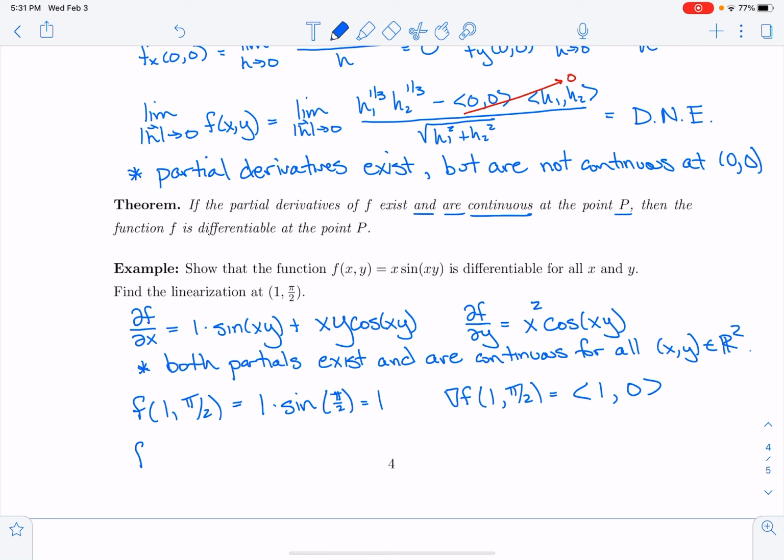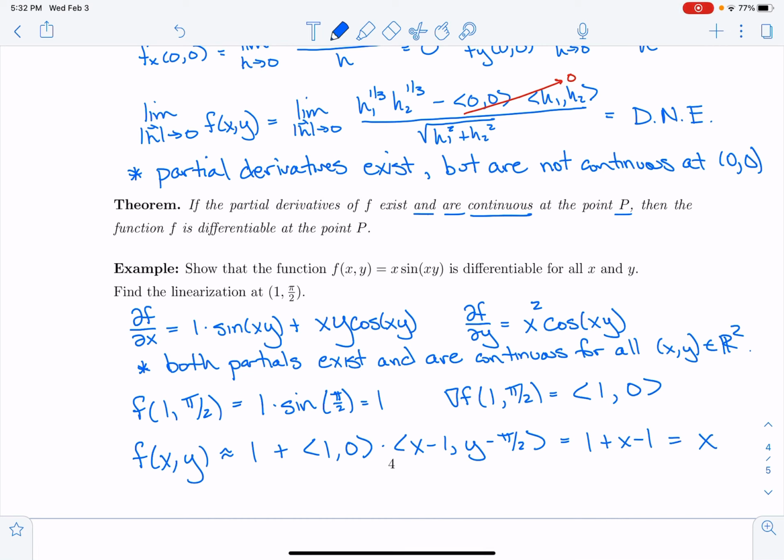So we can say that f of xy is approximately f of 1, pi over 2, which is 1, plus the gradient, which is 1, 0, dotted with x minus 1, y minus pi over 2. So the linearization here is going to be 1 plus x minus 1. In fact, the linearization is just going to be x. So near the point 1, pi over 2, this function, x times sine of xy, is approximately just x.